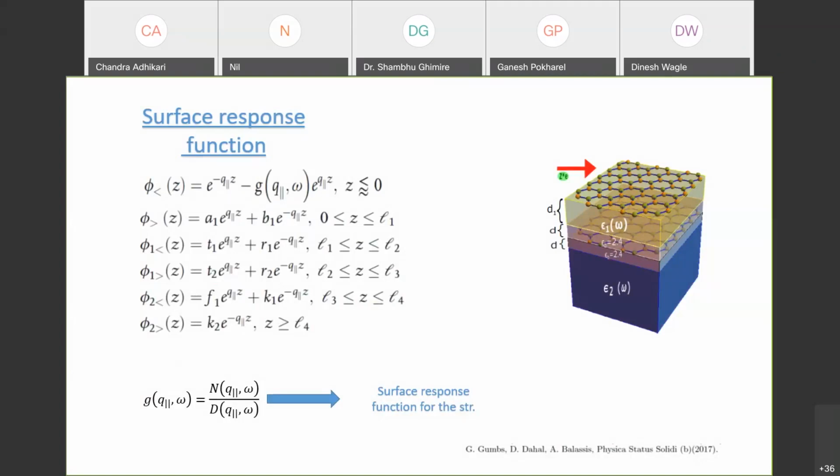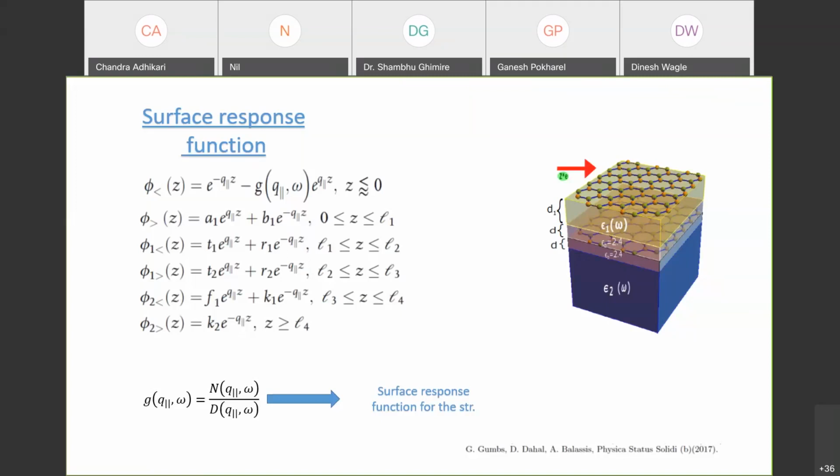So in the system, when a charged particle runs over the structure with a certain velocity, it loses some energy. So what is that energy loss that we will show? And besides that, I will calculate the surface response function of this structure.